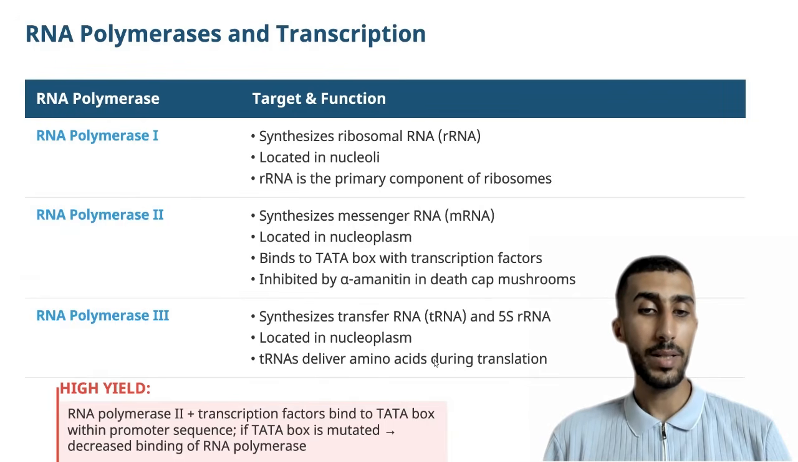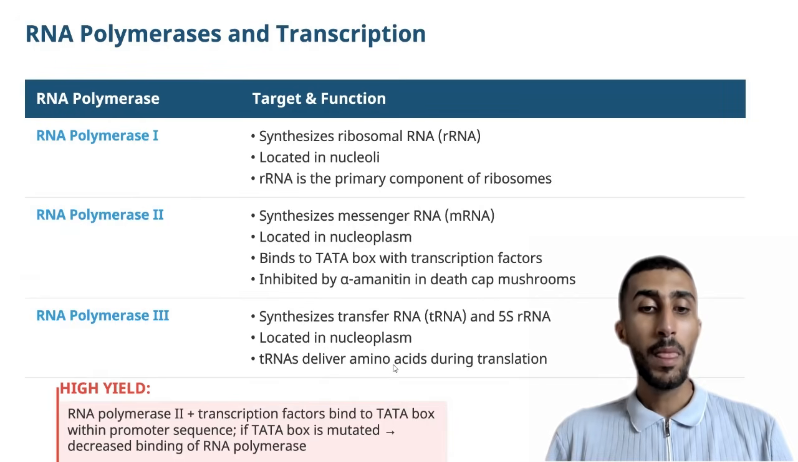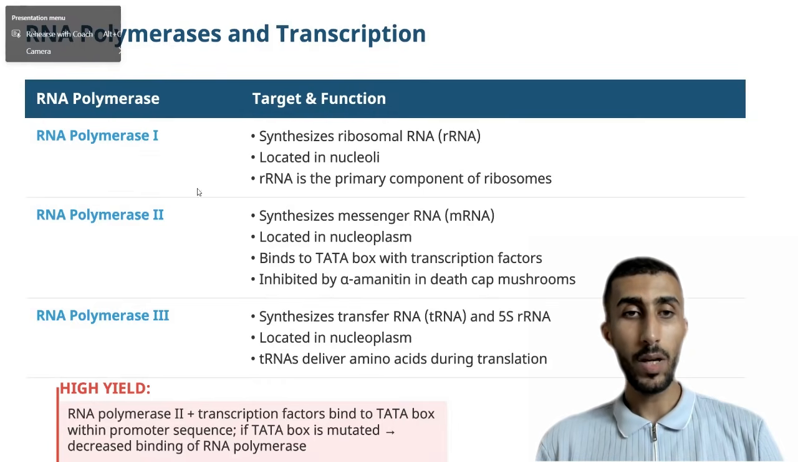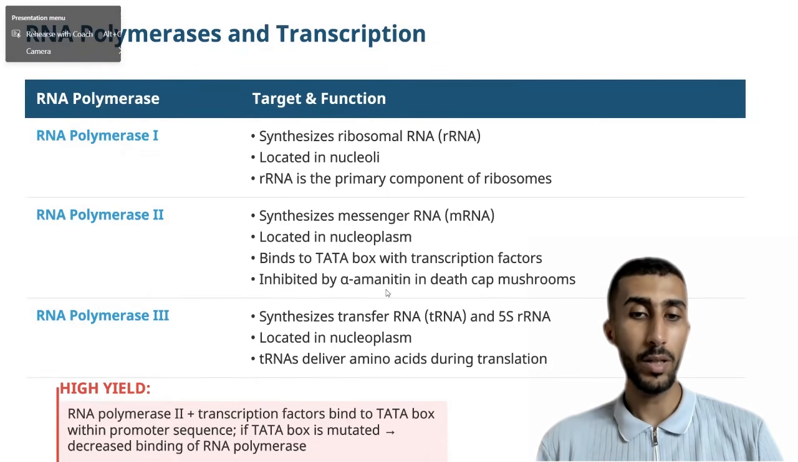tRNA delivers amino acids during the formation of the protein. It is like the transporting vehicle. So, the different types of RNA polymerases: RNA polymerase 1, 2, and 3. RNA polymerase 1 is the one that is going to synthesize ribosomal RNA. So we have ribosomal RNA, messenger RNA, tRNA, and the 5S rRNA.